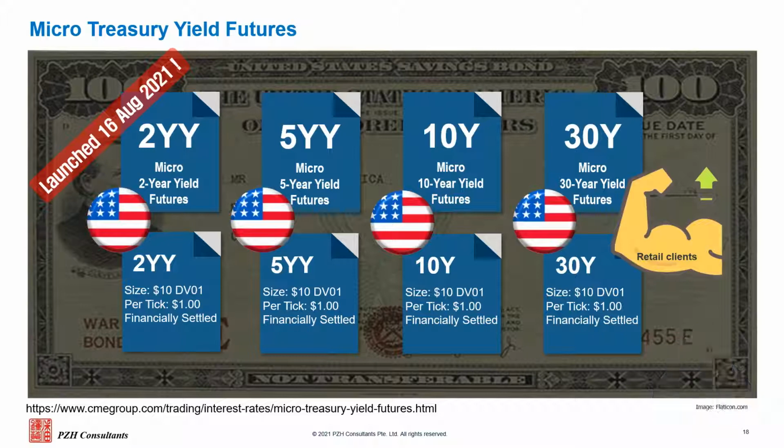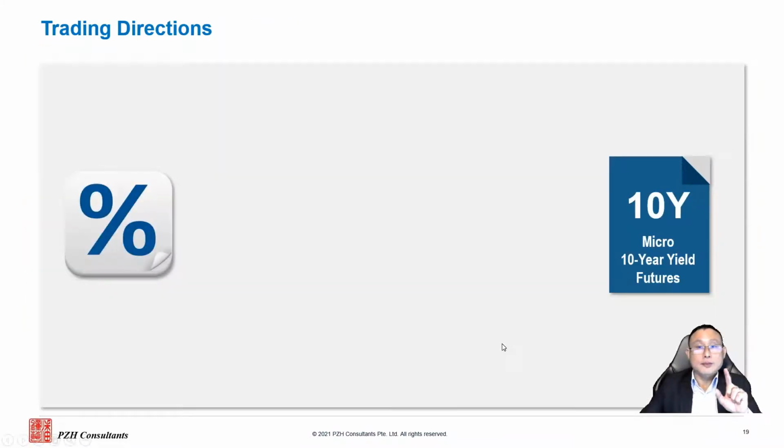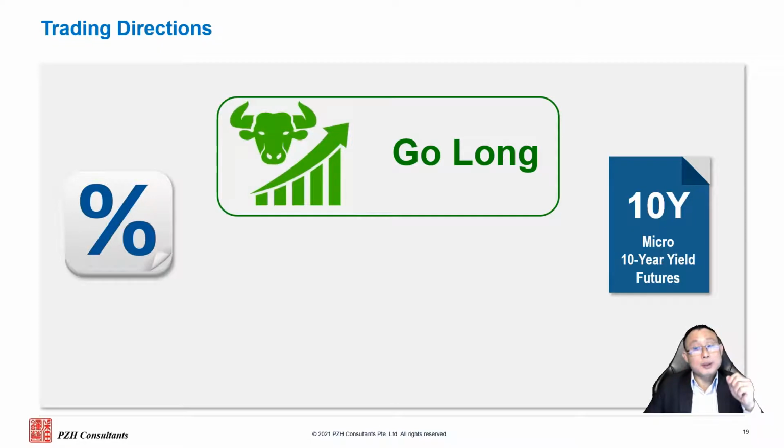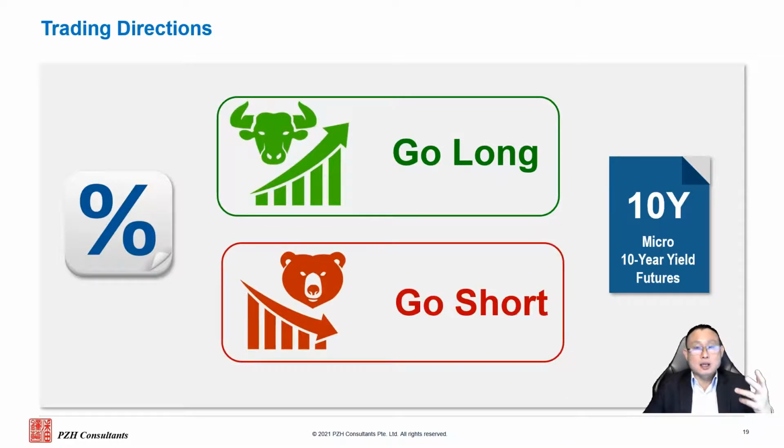Okay, so first of all, the trading direction. Earlier, when we trade the traditional US Treasury futures, if you think interest rate goes up, you sell the futures. Well, this is not too difficult for people to remember. For these micro yield futures, because you trade on yield, you're not trading on bond prices now. You trade on yield. For example, if you think that the 10-year yield is going to go up, like it has been doing for the last 2-3 weeks, you typically go long. So if you think interest rate goes up, just go long. If you think interest rate is going to crash, you go short. It's as simple as that. It's a lot more intuitive.